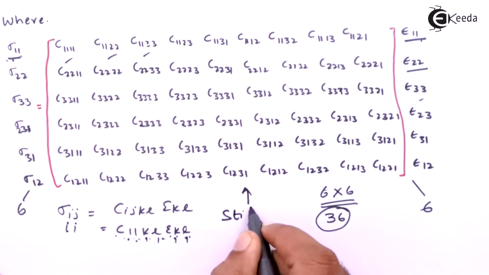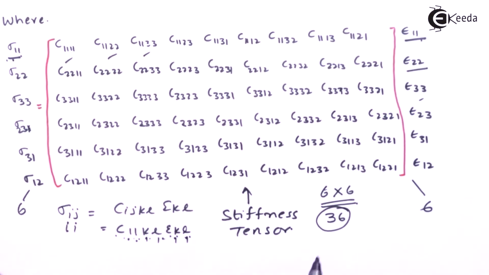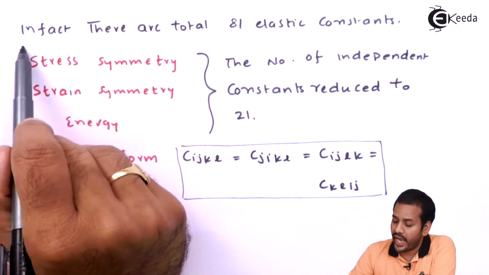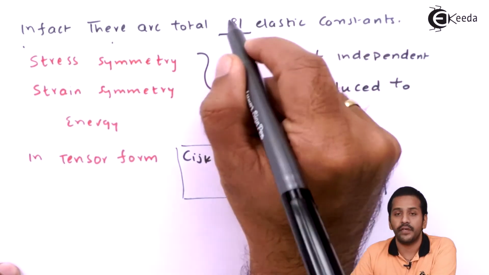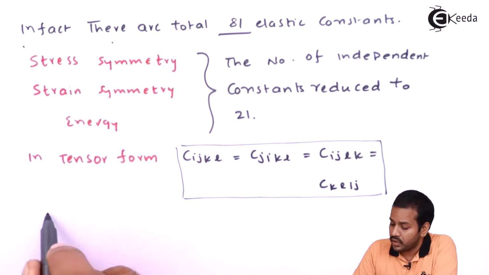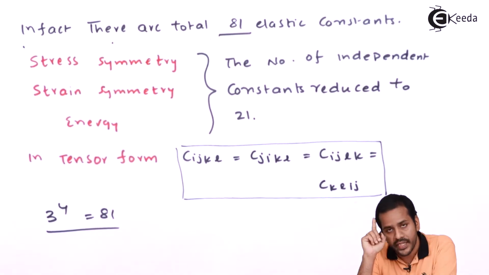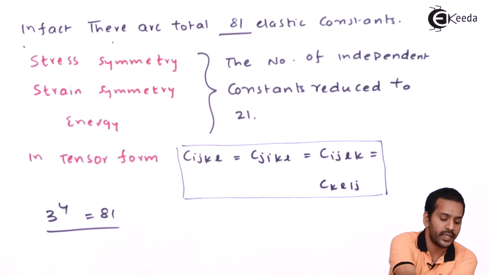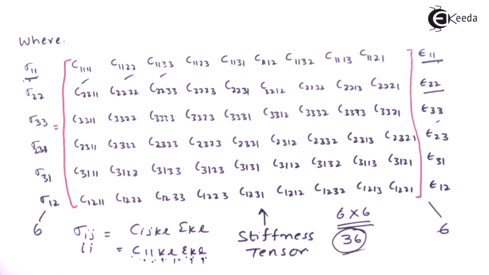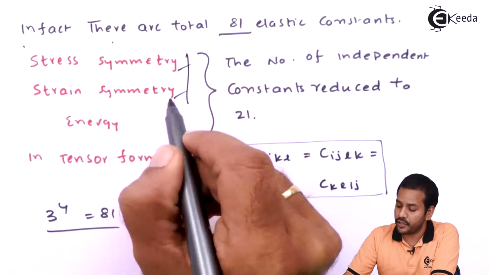What is C? C is nothing but the stiffness tensor. How many components does C have? We have 36 components. In fact, there are 81 elastic constants, as I have already mentioned: Cijkl is a fourth order tensor, so we have 3 power 4, nothing but 81 components in C. Now, because of the symmetry of sigma and the symmetry of epsilon, these 81 components have been boiled down to 36 components that we have just represented in the matrix form. Strain symmetry and stress symmetry reduce it to 36.